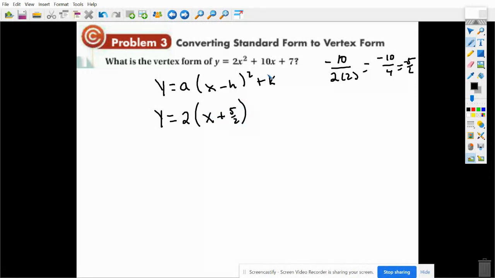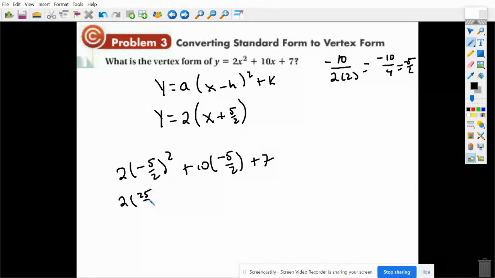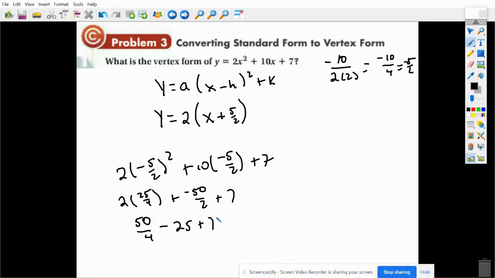Okay, and then how do I get my k? I'm going to go ahead and plug in negative 5 over 2. So 2 times negative 5 over 2 squared plus 10 times negative 5 over 2 plus 7. So I'm going to square first. 2 times, this would be 25 over 4, plus negative 50 over 2, plus 7. So 2 times 25 is 50 over 4, minus 25, plus 7.